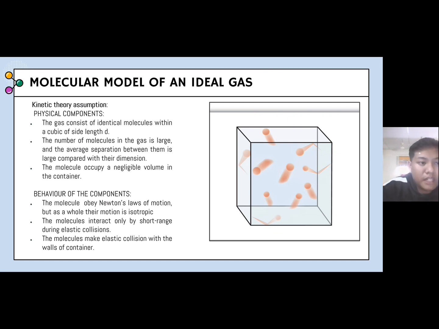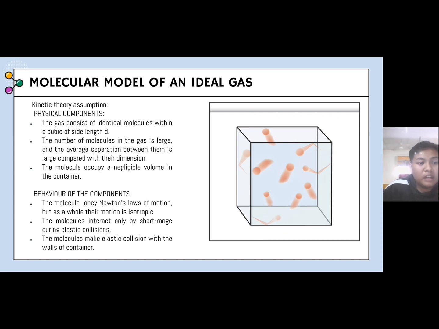So the molecular model of an ideal gas, we can see the kinetic theory assumptions. First, the physical component has 3 points: the gas consists of identical molecules within a cube of side length d. The number of molecules in the gas is large, and the average separation between them is large compared with their dimensions. And the molecules occupy a negligible volume in the container, so we can see that the volume is negligible in their own container.